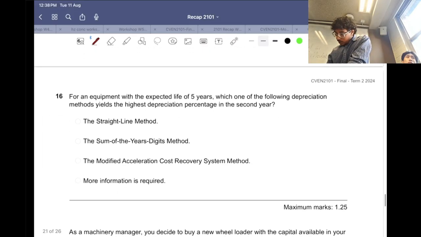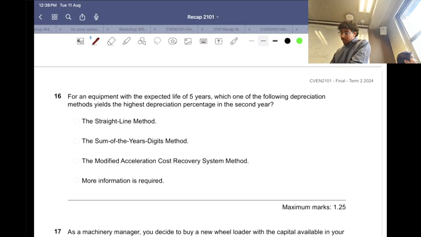Man, these questions are not ending. For equipment with an expected life of 5 years, which of the following depreciation methods yields the highest depreciation percentage in the second year? So once again, you got your 4 equations. For the MACRS, look at the table. For the other 3, actually do them. It's not that difficult. We'll end up seeing that the MACRS method is the highest there, for the same reasons as before.